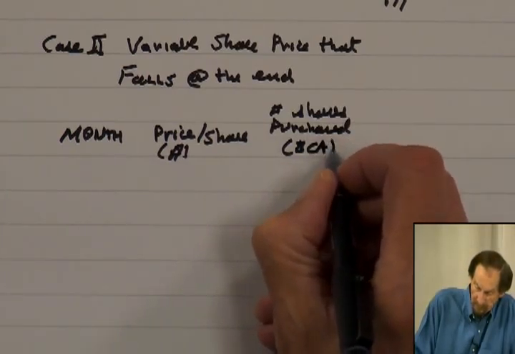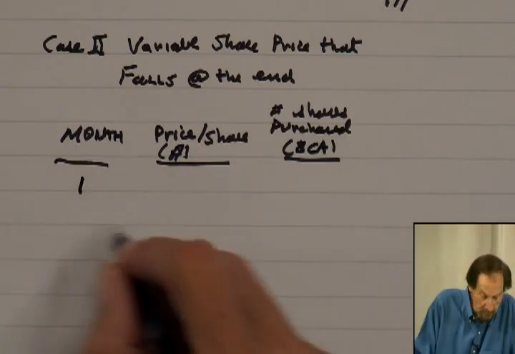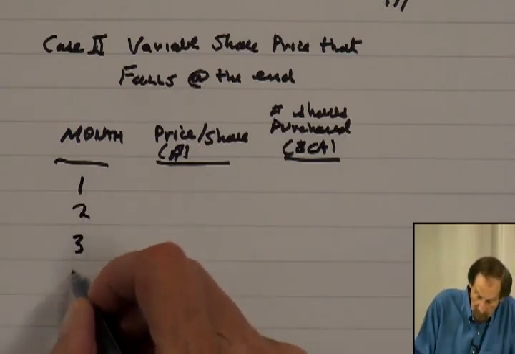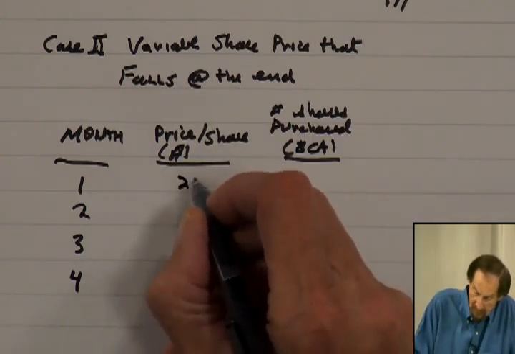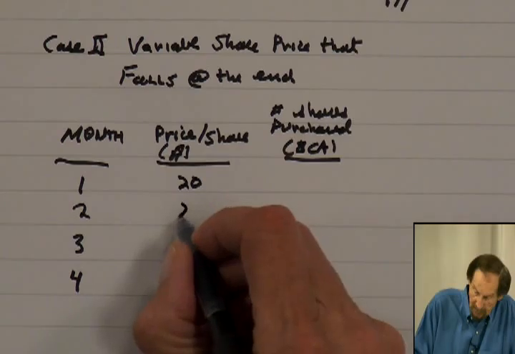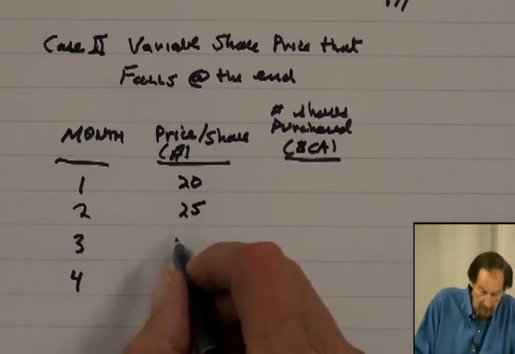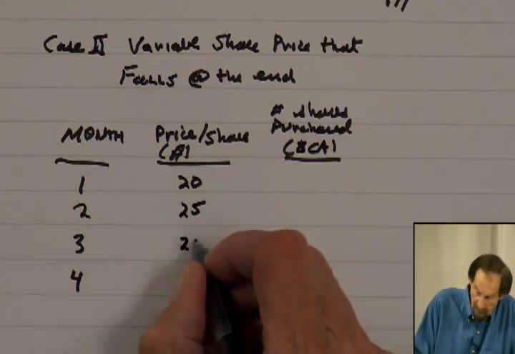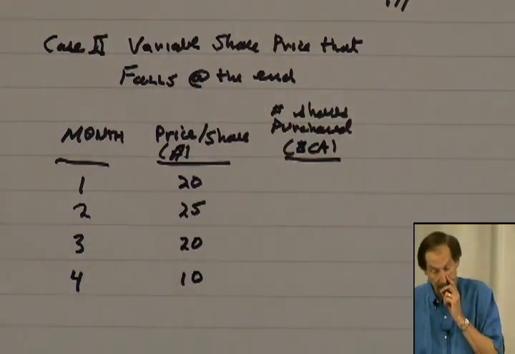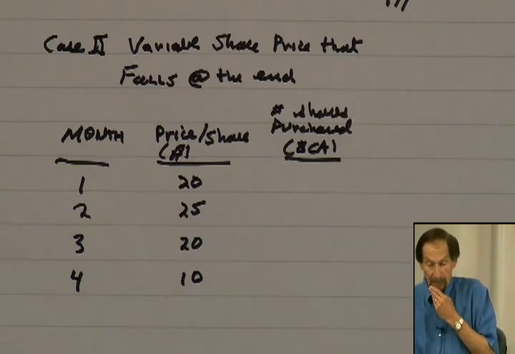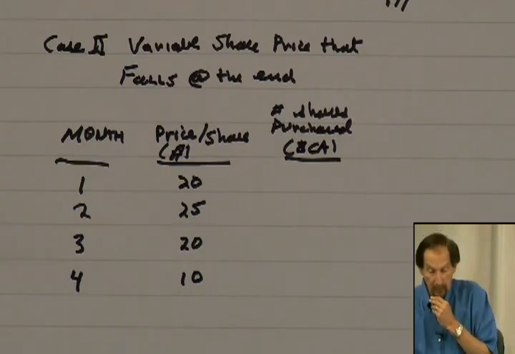Okay, so what do we have? Say 1, 2, 3, 4. We have 4 months. And we'll say the price per share in the first month is $20. It's $25 the second month. It's $20 the third month. And it falls at the end to $10.